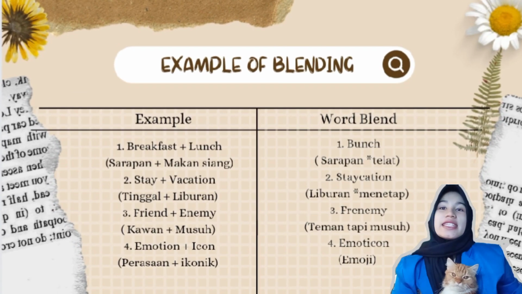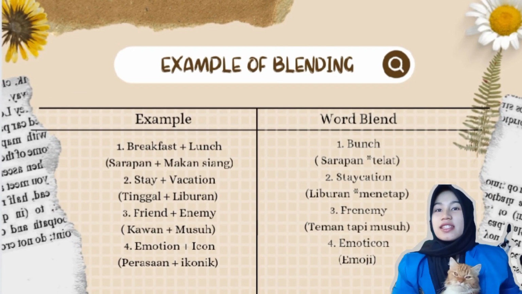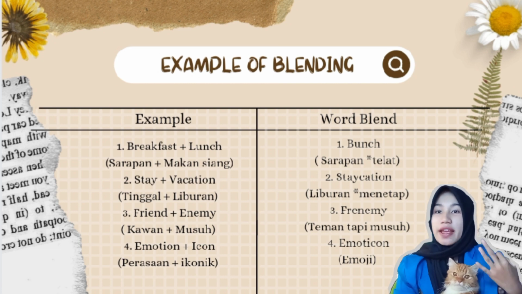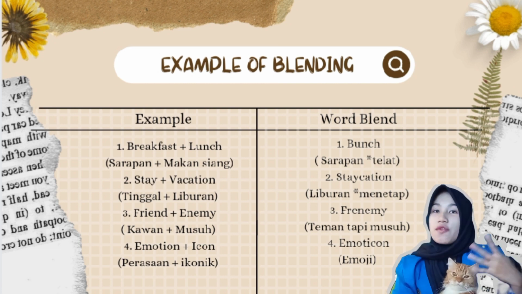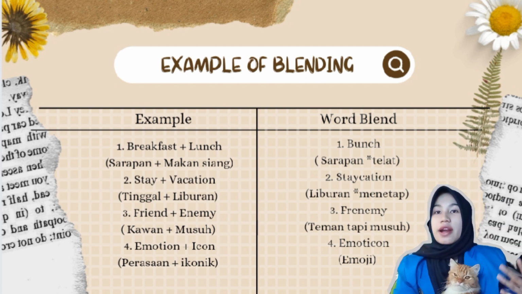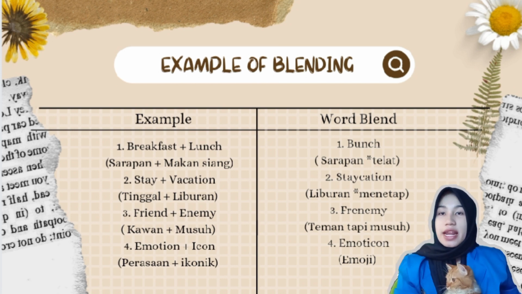So the next slide is example of blending. Like the examples I said before, there are many example words of blending, but I want to explain some examples of words of blending. Let's see the examples first. There are four examples I put here. The first is breakfast and lunch. The second is stay and vacation. The third is friend and enemy, and the last is emotion and icon.